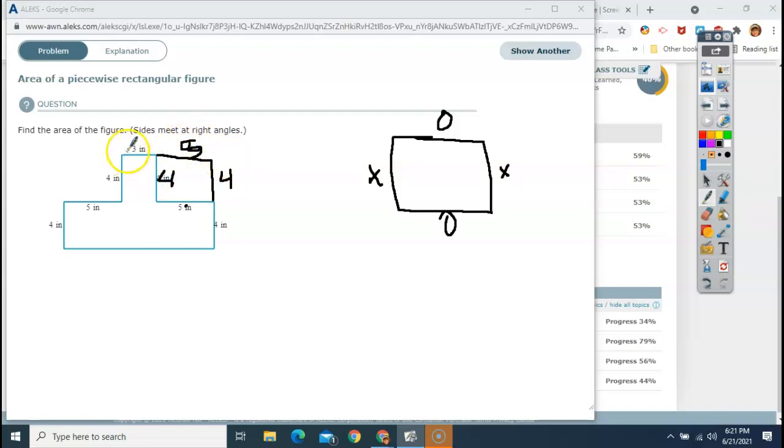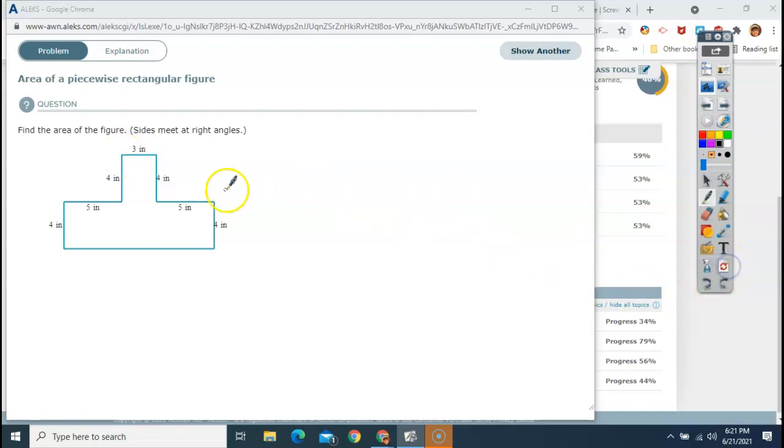Okay, and I'm going to tell you the reason I'm doing this is because here is a rectangle. And so we have rectangle, rectangle, rectangle. This is 4, this is 5. That means this is 5. And this is 4. This is 5, this is 4. That means this is 5. And this is 4.